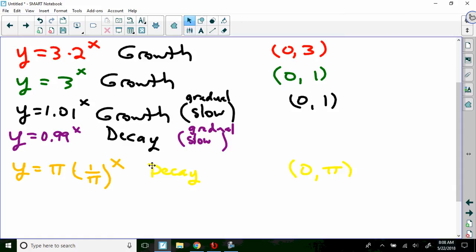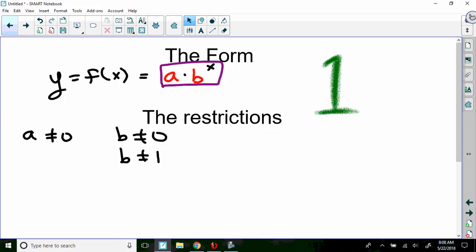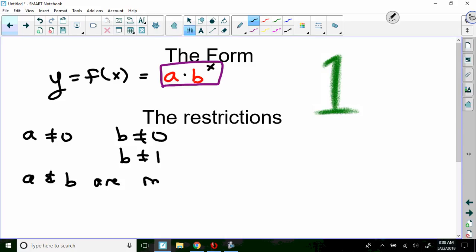So to make some conclusions about these restrictions, A and B are real numbers. So it's okay if we use irrational numbers. It's okay if we use integers. It's okay if we use fractions or decimals. As long as A and B are real, we're good. A is not allowed to equal 0. B is not allowed to equal 0. B is not allowed to equal 1.